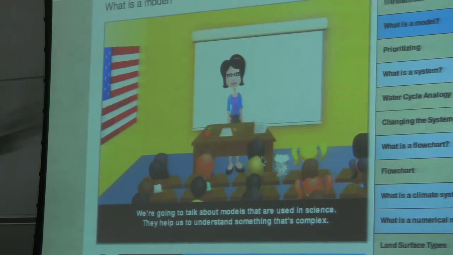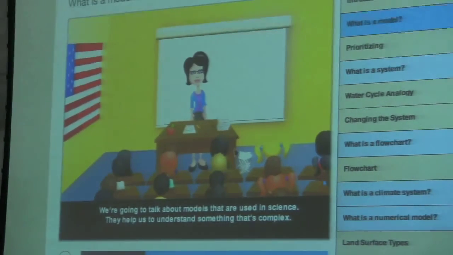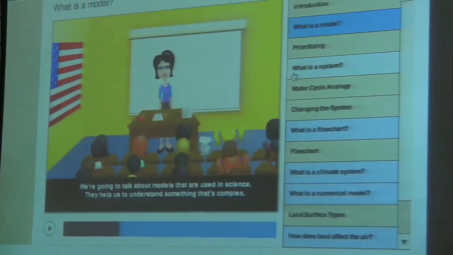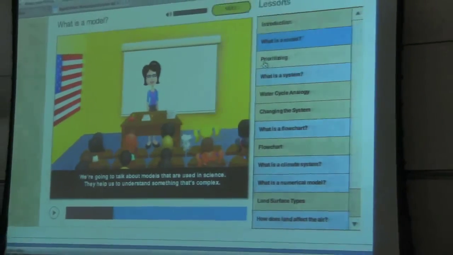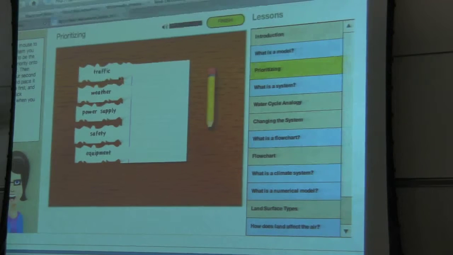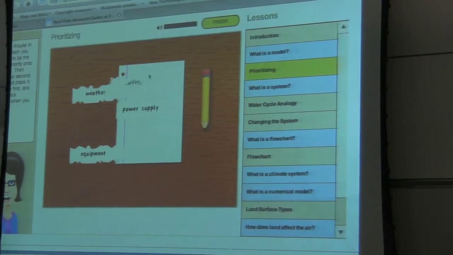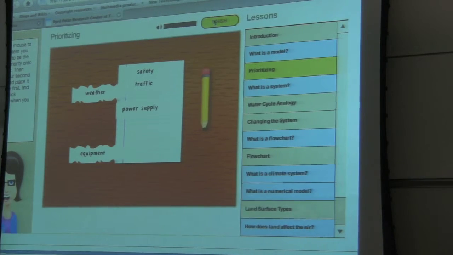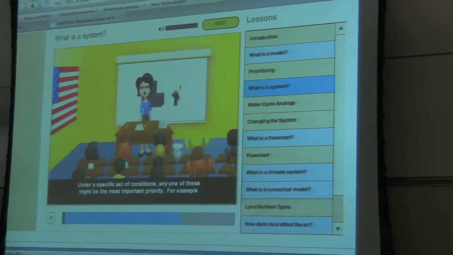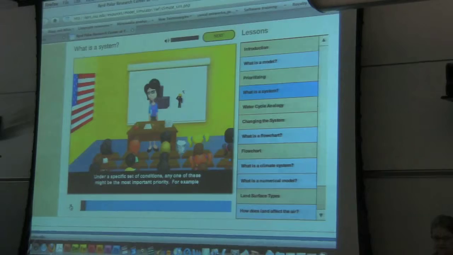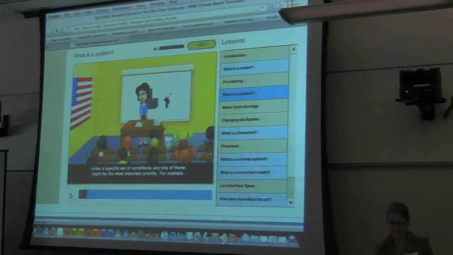And I'm going to, in the interest of time and possibly getting down to the 3-minute of fame, there's an animation, or excuse me, an interactive that goes with that where the user can prioritize items depending on what they think might be important considerations for the contractor. Under a specific set of conditions, any one of these might be the most important priority.